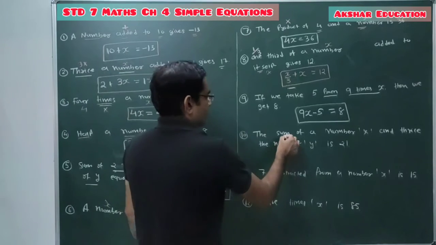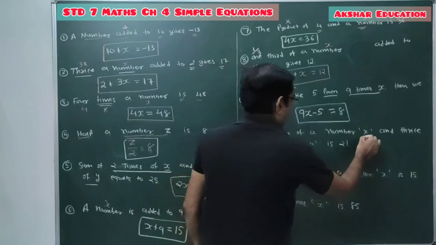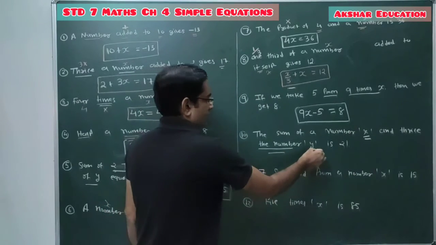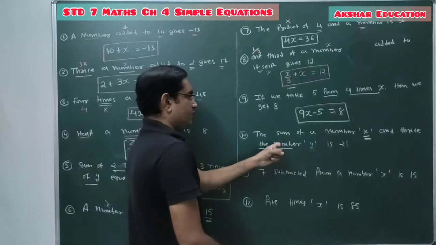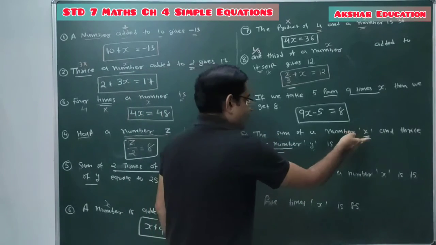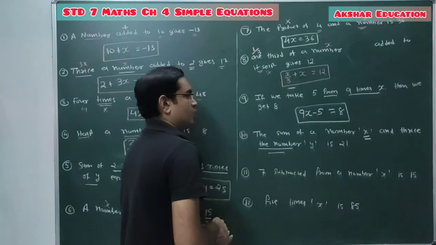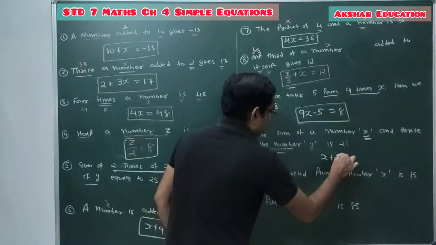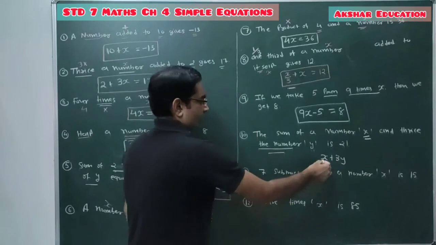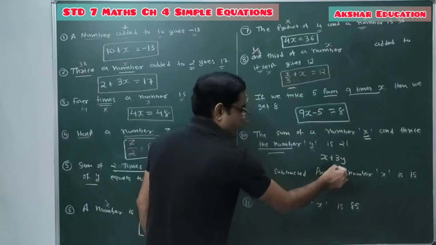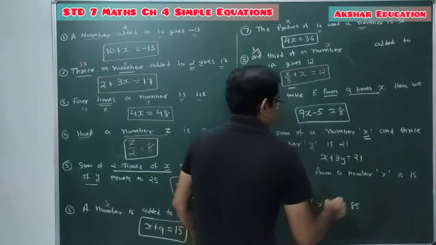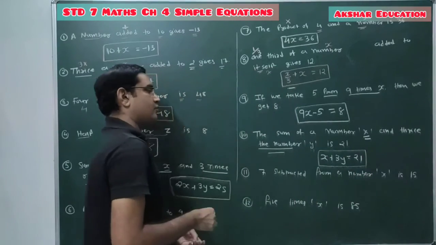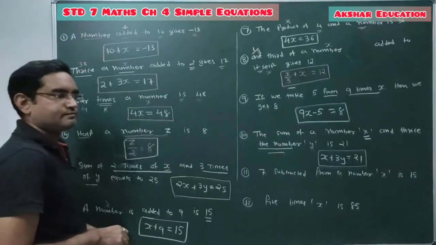Very good. The sum of a number x and thrice the number, thrice मतलब 3 times y. So you have to consider the sum of two numbers. Which two numbers? x and 3 times y is equal to 21. So it's 3y. So the sum of number x and 3 times number y is 21. So this is our simple equation.